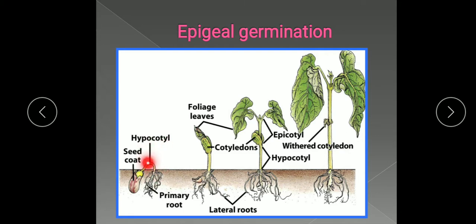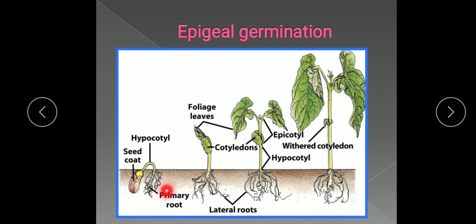So the hypocotyl elongates rapidly. Under favorable conditions, the seed absorbs water and swells up, and the seed coat ruptures and the radicle goes downward. Why? Because the first growth starts in the hypocotyl. So the hypocotyl grows rapidly, and the development of the root takes place faster. In this case, the cotyledons are pushed above the soil, and this type of germination is the epigeal germination, where the cotyledons are pushed above the ground and the hypocotyl elongates.